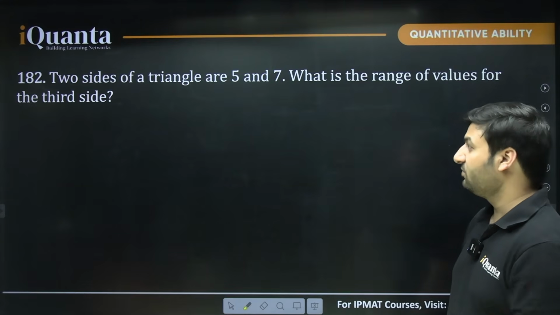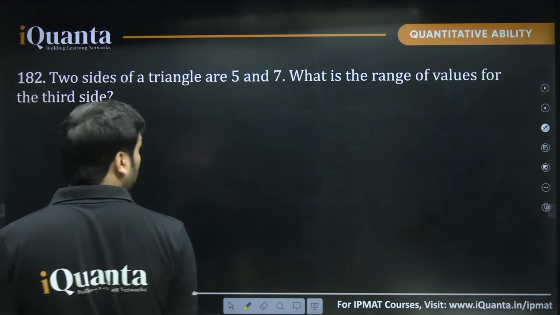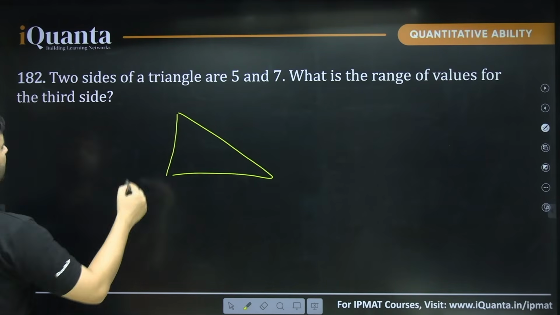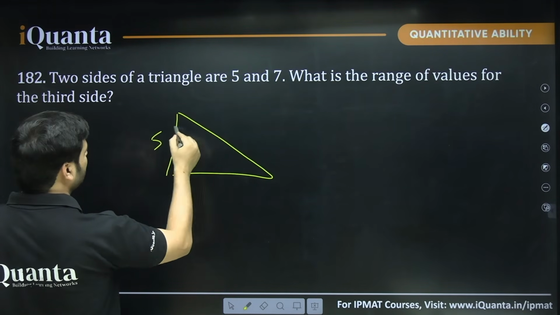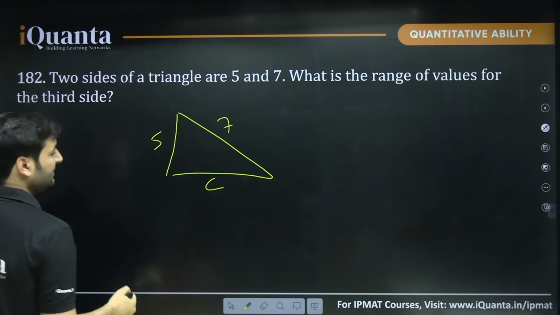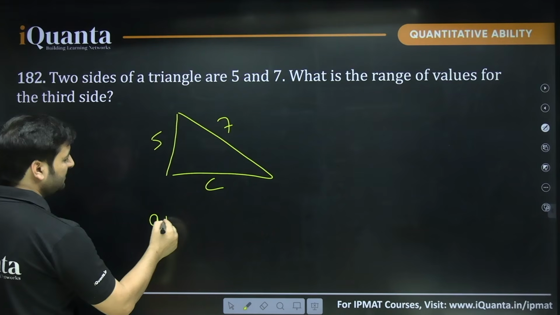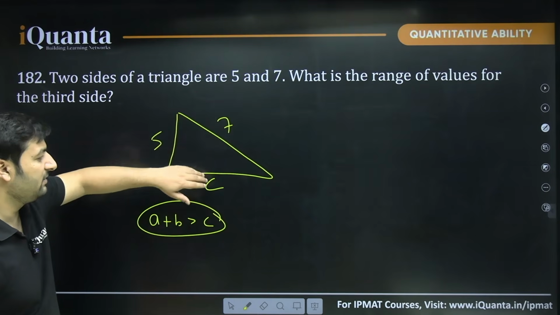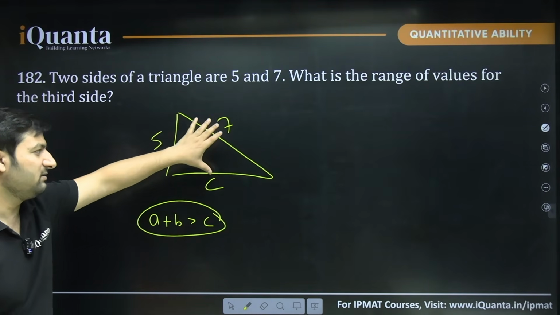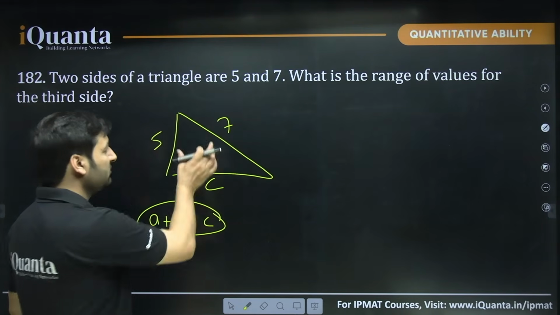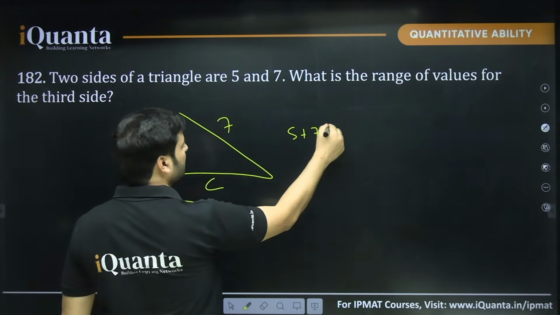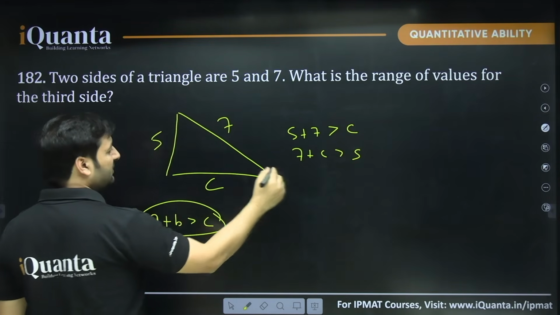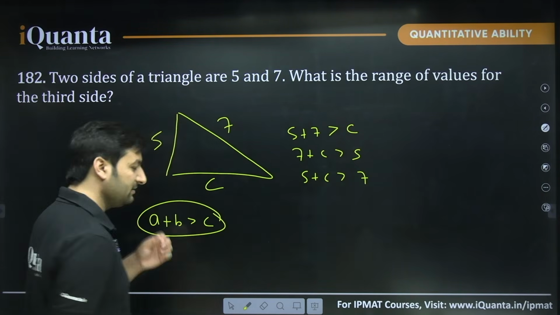I don't want you guys to be nervous. Two sides of a triangle are 5 and 7. What is the range of values for the third side? This is something very easy. You don't know the third side c. You know the triangle inequality: the sum of any 2 sides should be greater than the third side. So apply this to all 3 combinations.